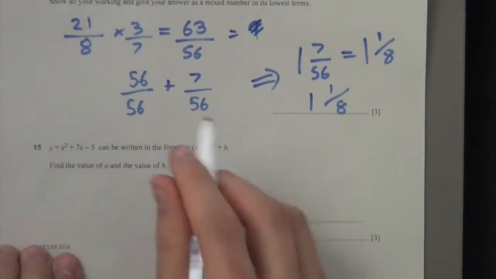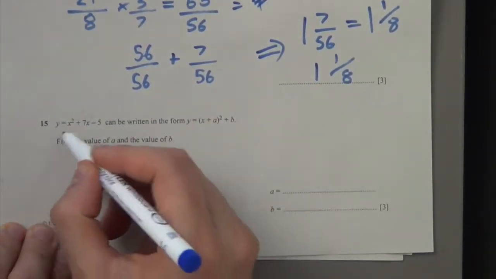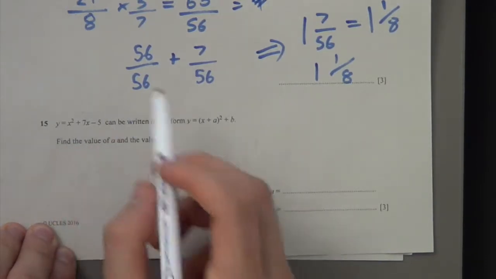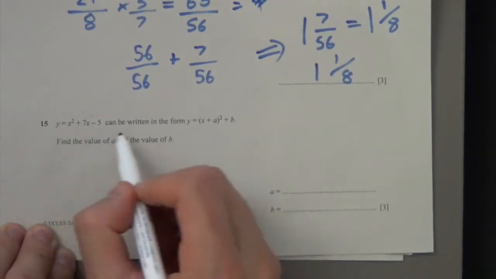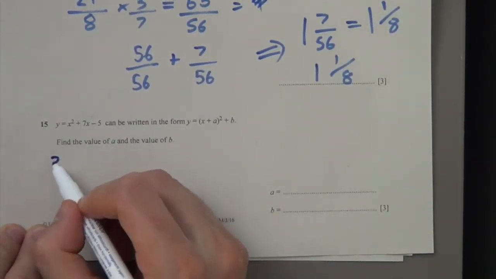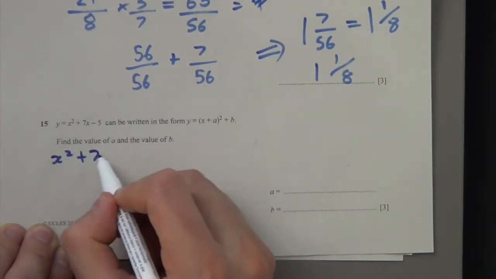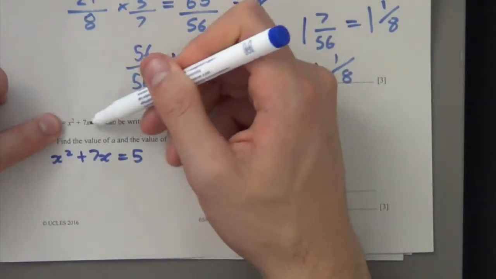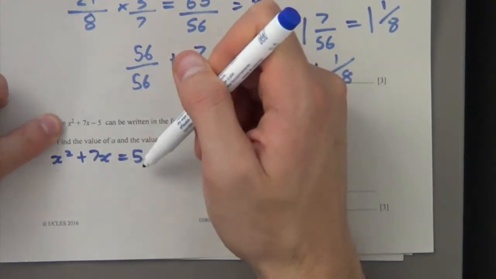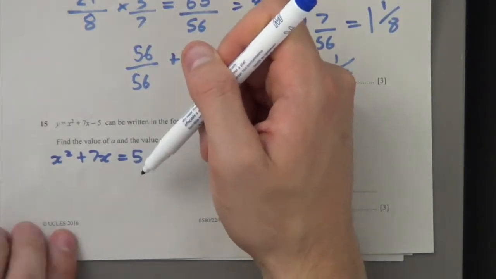First things first, I'm going to make this equal to 0, and I'm going to put 5 on the other side. So what I mean by that is x squared plus 7x is equal to 5, okay? All I've done here is take the equation equal to 0 and put the 5 on this side.